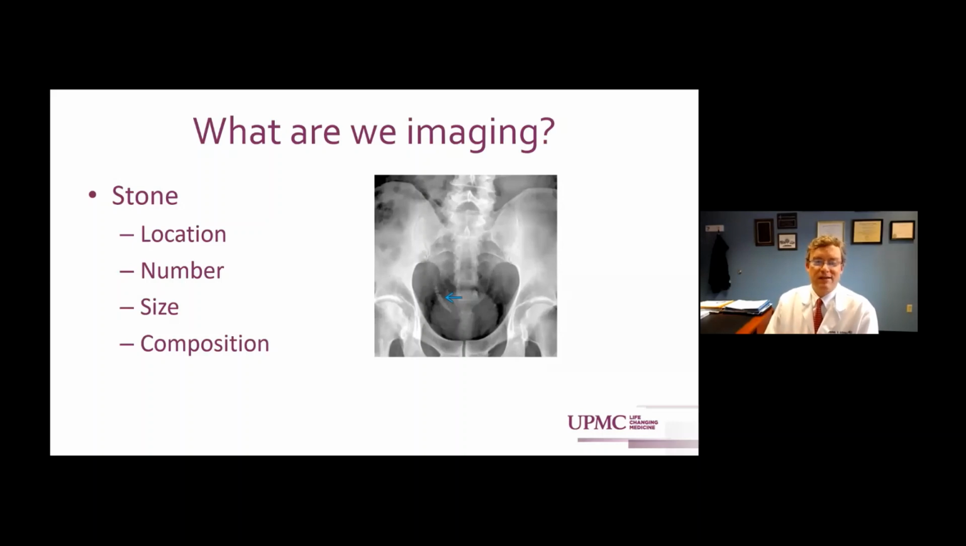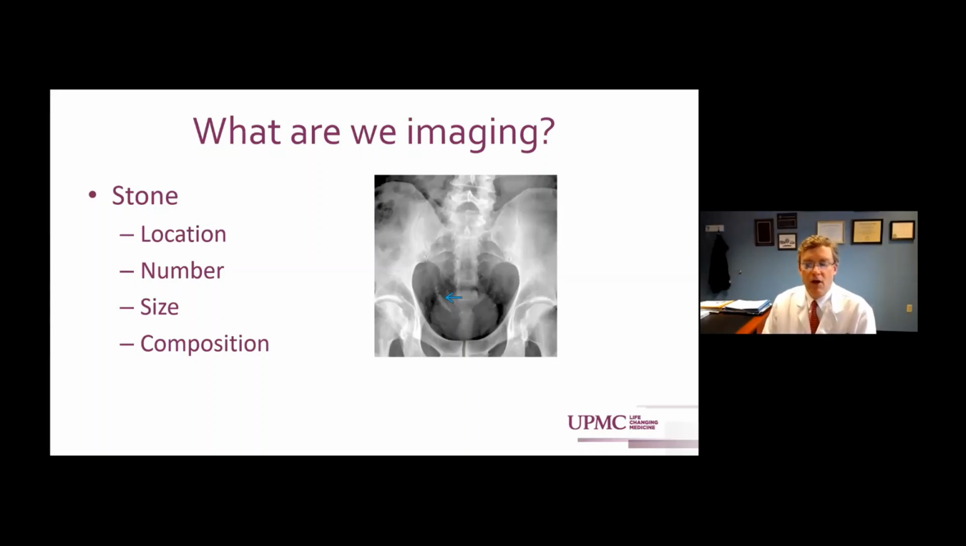So let's get started for real here. What specifically do we want to observe when we're imaging the stone? What do we want to observe, and how are we going to describe those clinically relevant features? The first three things, location, number, and size, are things that you need to describe because they're important with respect to what you're going to do next in treating that patient.